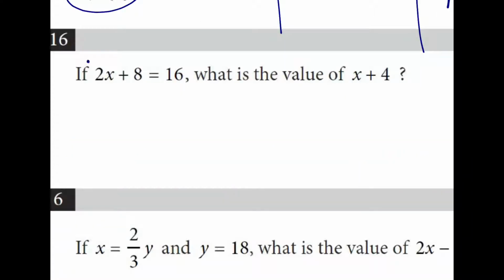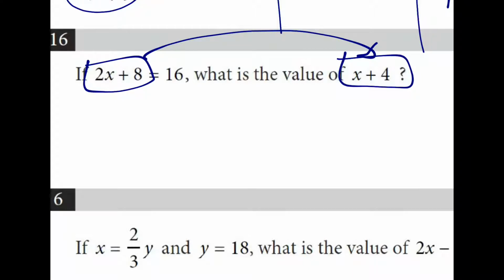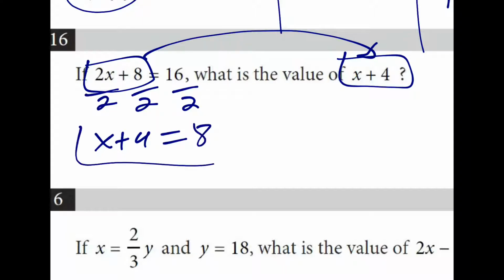For the next one, is there a relationship between 2x + 8 and x + 4? Well, it's exactly half. If I divide everything in this problem by 2, I get that x + 4 is equal to 8. Straight to the answer.